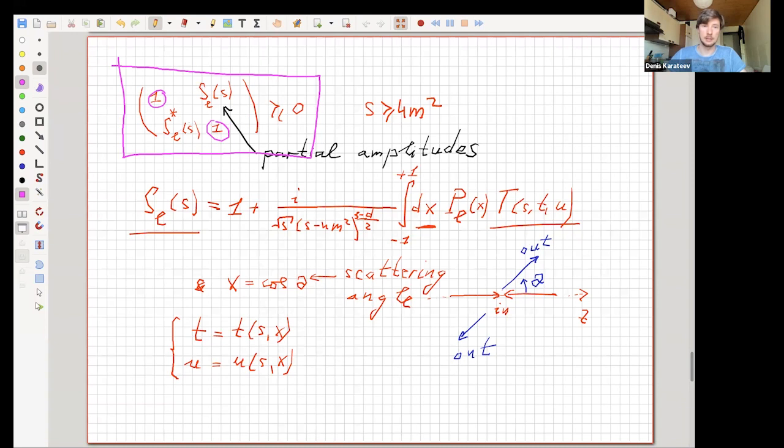So if we take the determinant of this matrix, it will be one minus the partial amplitude squared, greater than zero. So you see, we arrive at the standard constraint: the modulus of the partial amplitude less than one. This is the textbook formula.